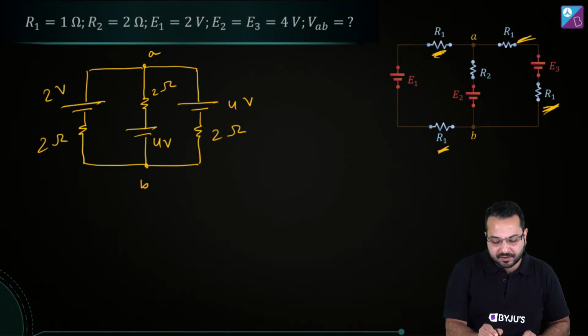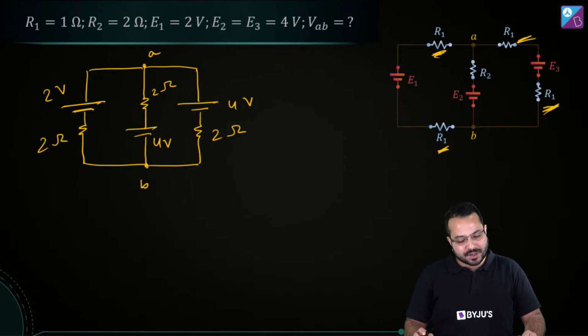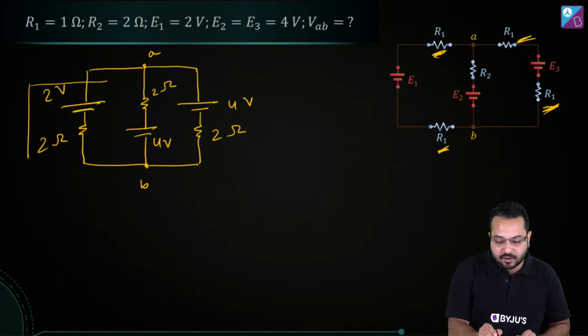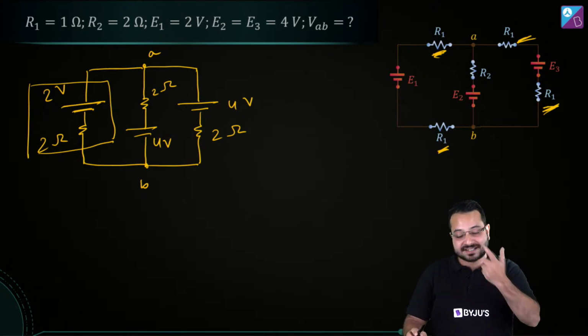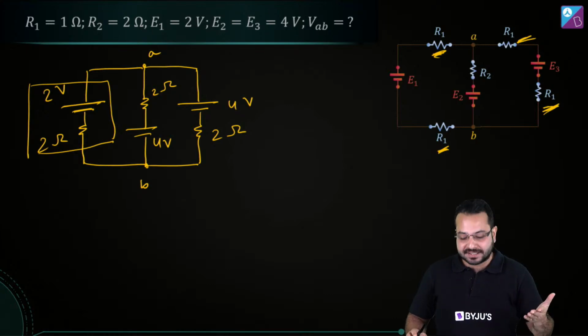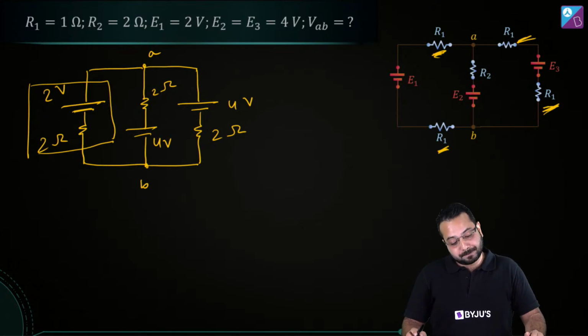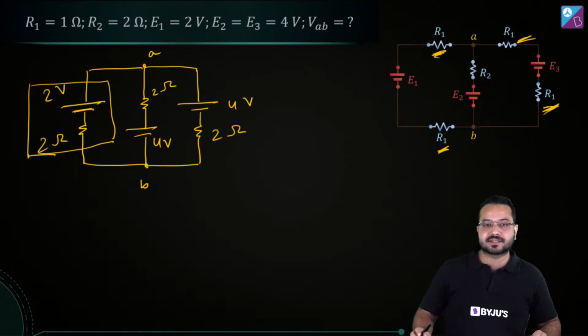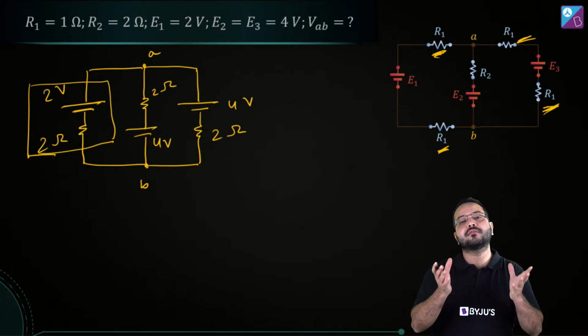Now, can you think that this 2 volt battery has a 2 ohm resistor in series? It's not necessary, but can we think of this as one battery which has internal resistance? A lot of you are saying symmetry, but unfortunately I don't see any symmetry in this question. So a better approach, in my opinion, would be treating this battery and this resistance as part of a battery which has internal resistance.